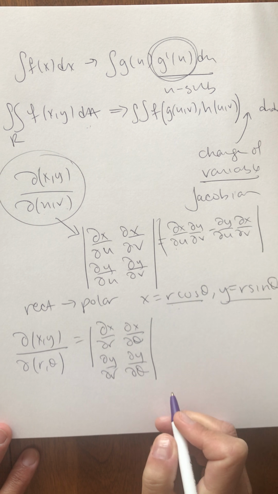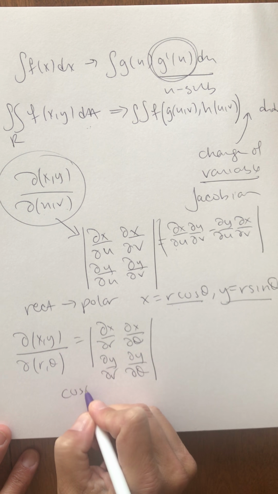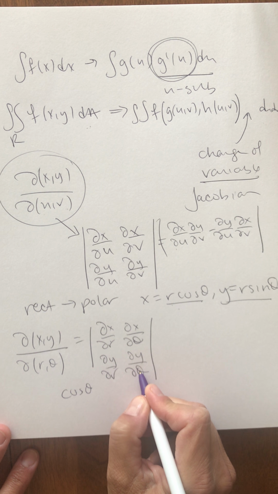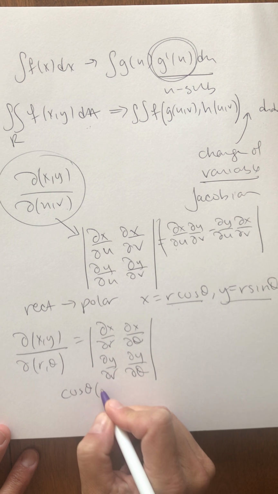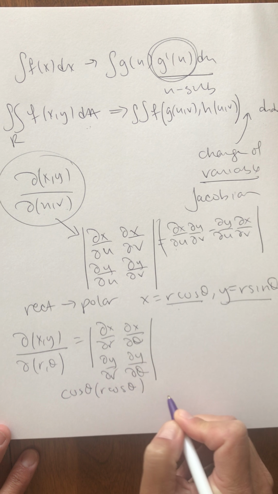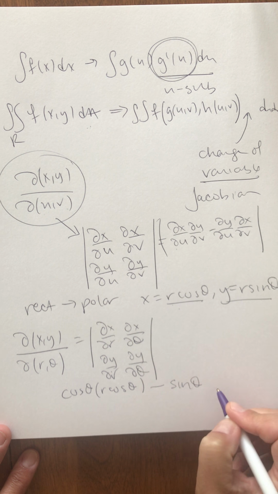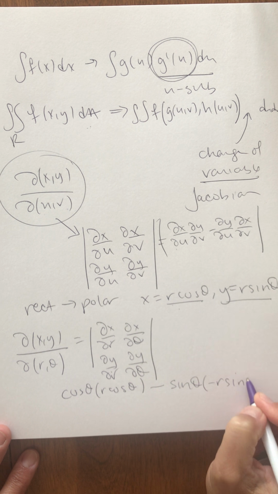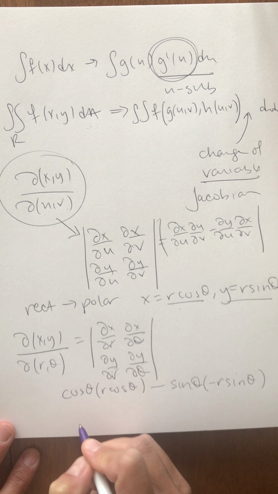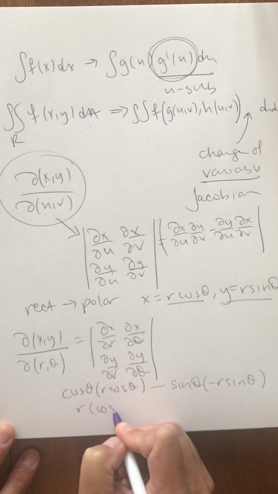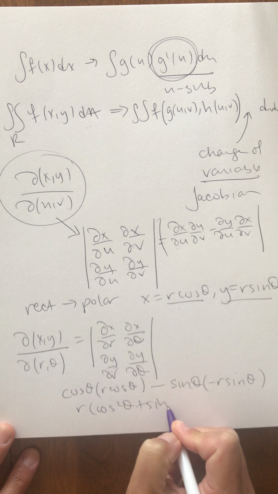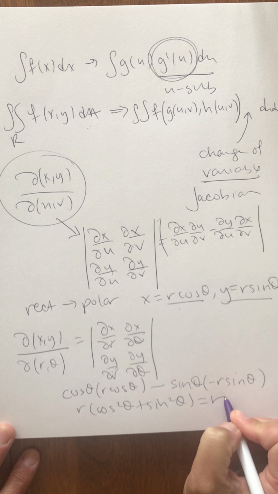So this is going to be cosine theta times r cosine theta, minus sine theta times negative r sine theta. So this is going to be r times cosine squared theta plus sine squared theta, which is just r.